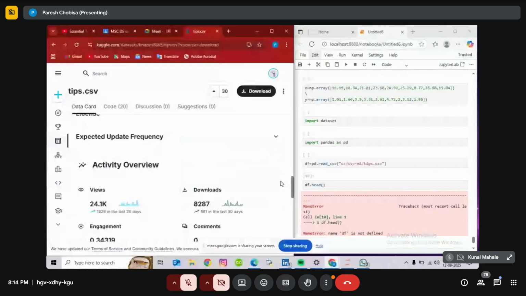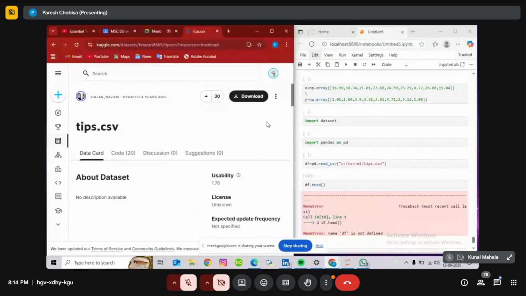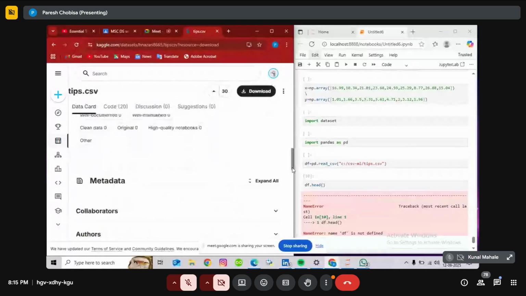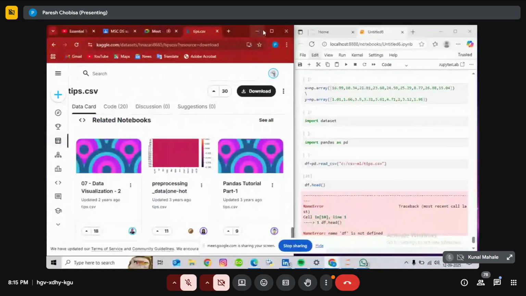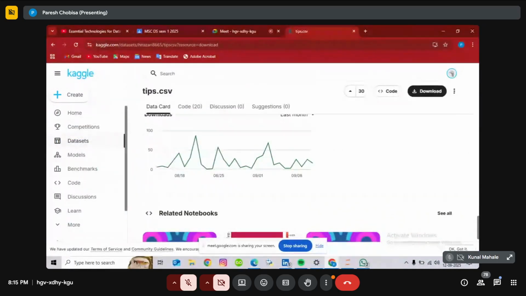Yeah, show the download. You have to go down, go to your Kaggle. Not this download, don't click on that. Go down. Can you maximize your screen? I can't see properly. Can you maximize this screen?